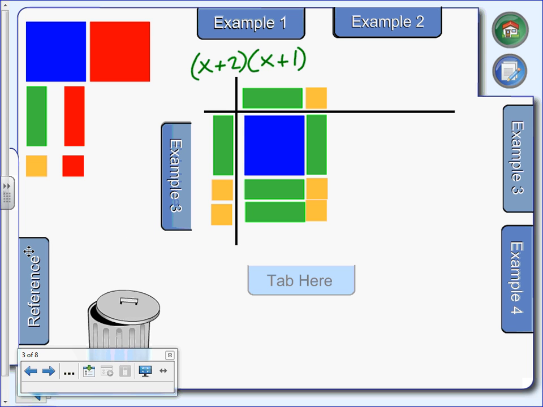Now let's see what I have here. Okay, I have x squared plus 3x. There's 1, 2, 3 of them, plus 2, and we're done. Pretty easy way to be able to see how to multiply these two together.